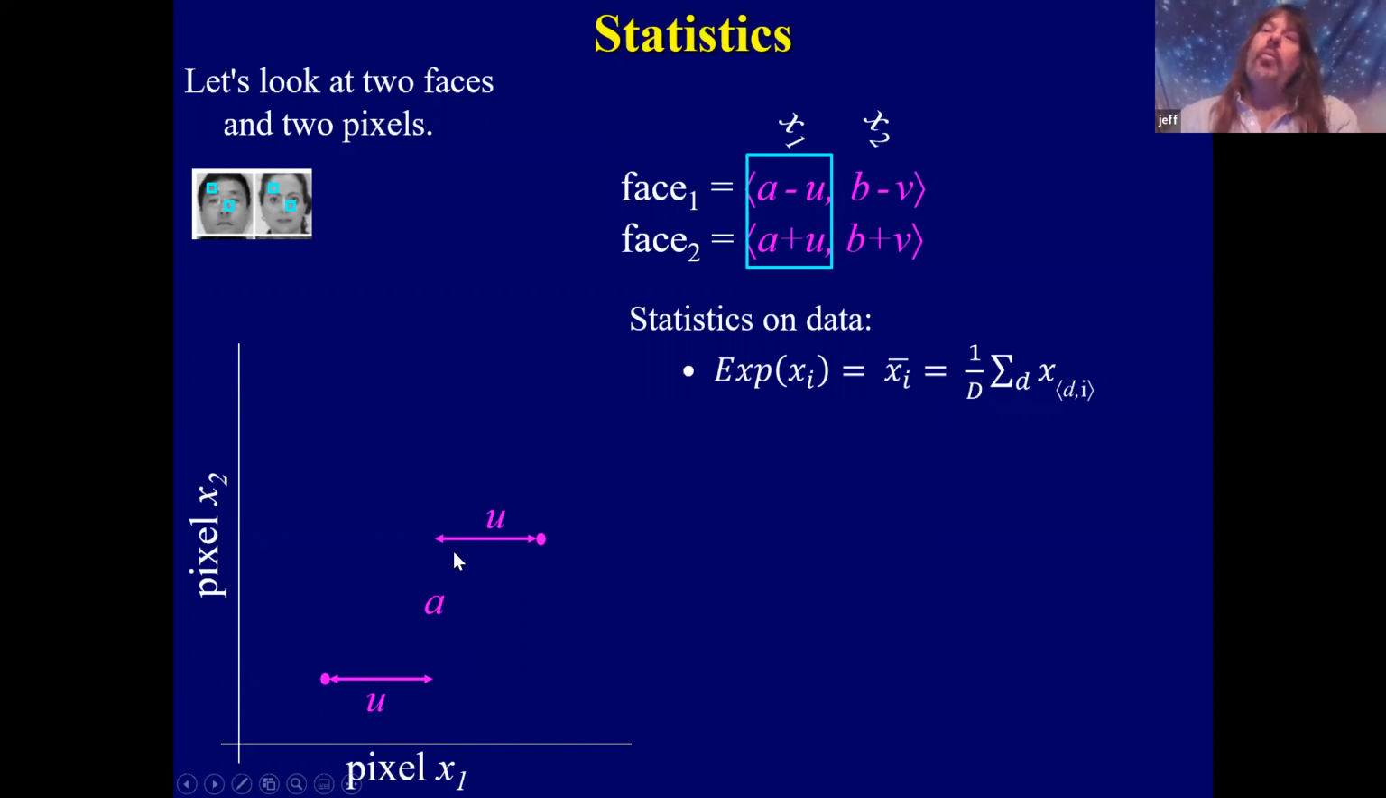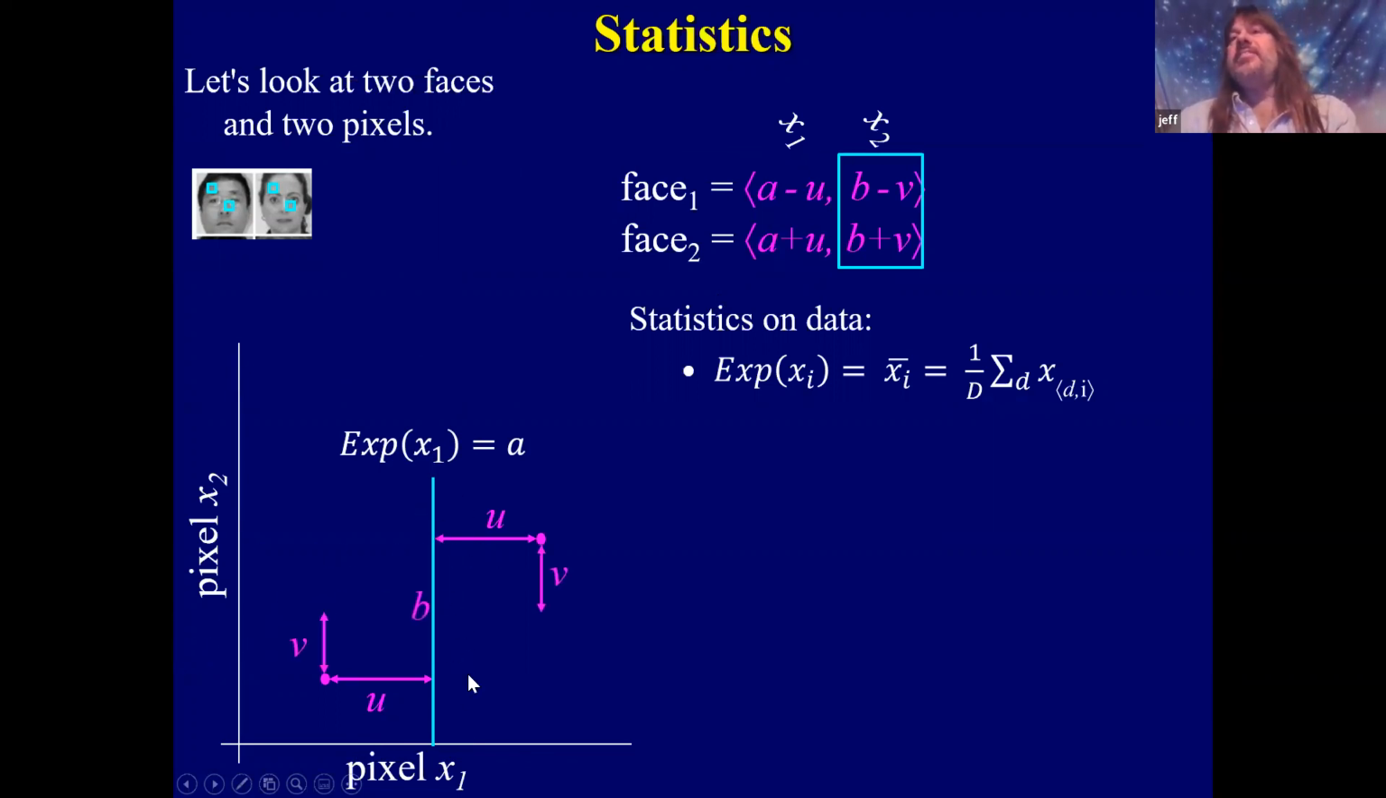And what's the average of these two values? If you sum them up and divide by 2, the average would be A. Similarly, for the second pixel I have two brightnesses, B plus V and B minus V. If you took the average of those, you would get B. So the center of our ellipse is at (A, B), right there.